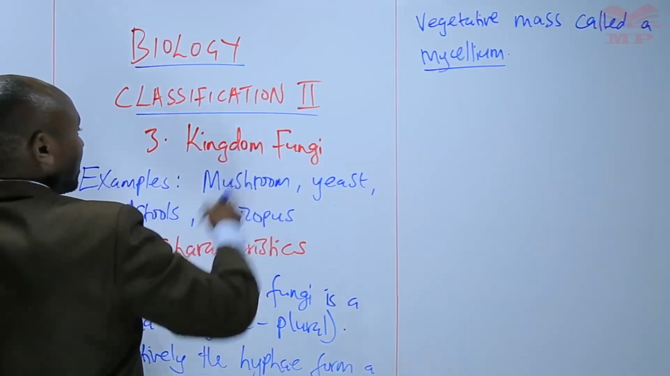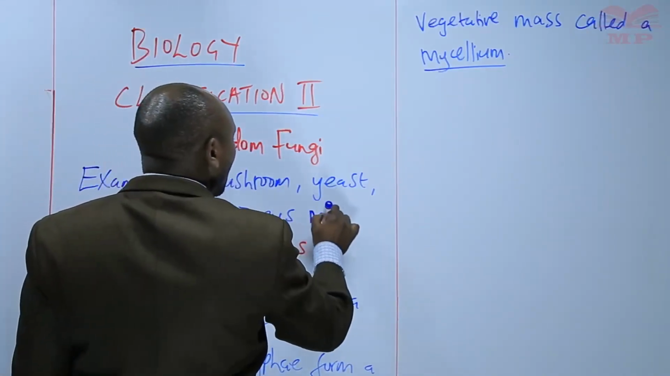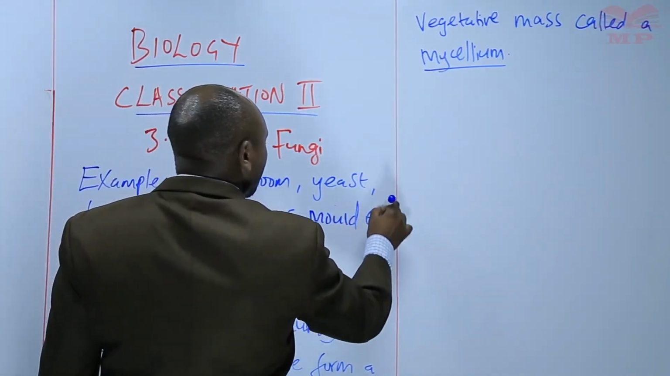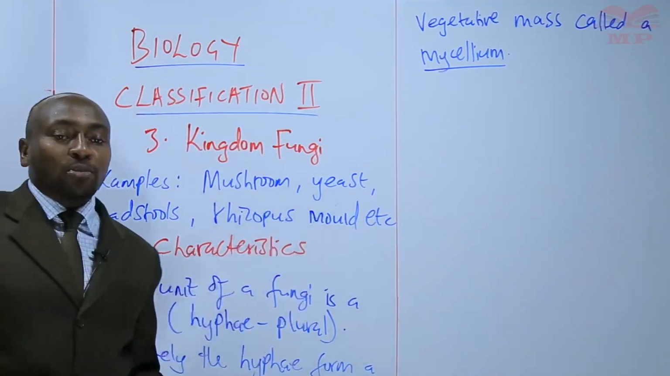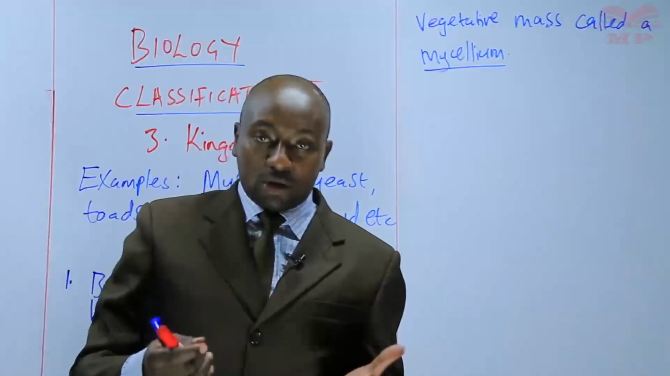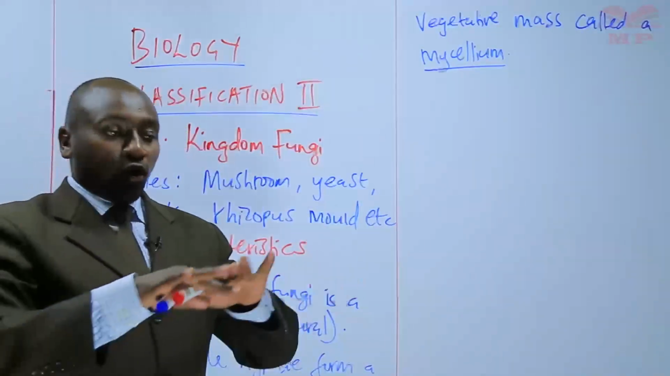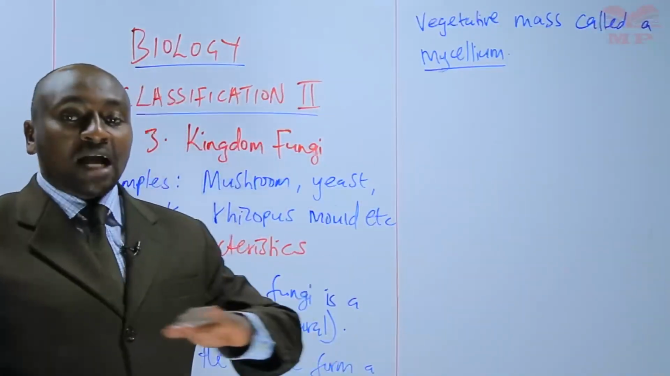In fact, we can even add here that another example of kingdom fungi is the Rhizopus mold, so that it is easier to identify. So Rhizopus is a type of mold. For example, the bread mold, the mold that grows on the surface of bread when it becomes stale.